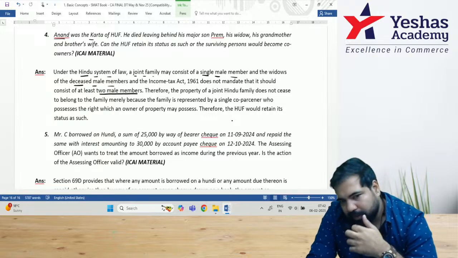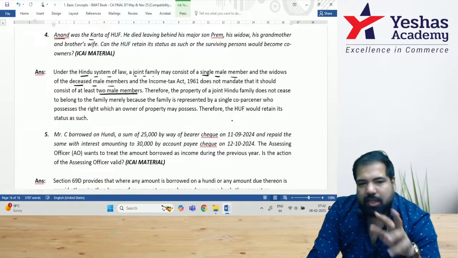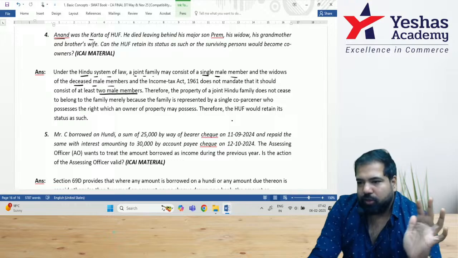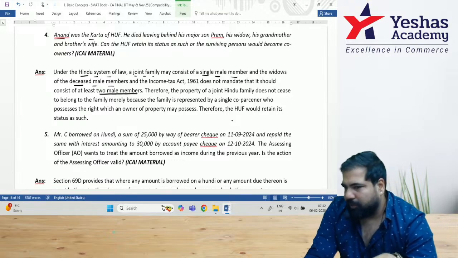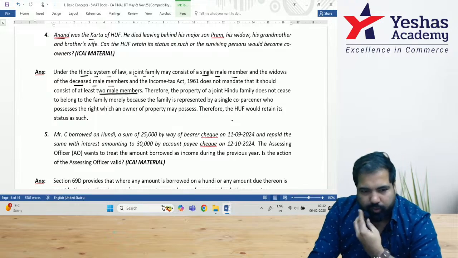Does he automatically become a Karta? Yes, he becomes a Karta, the co-parcener. And even a husband and wife can start a HUF. Guys, you don't need a huge family to start an HUF. Even husband and wife can start an HUF. The husband is the Karta, the wife is a co-parcener, and they can continue with it.